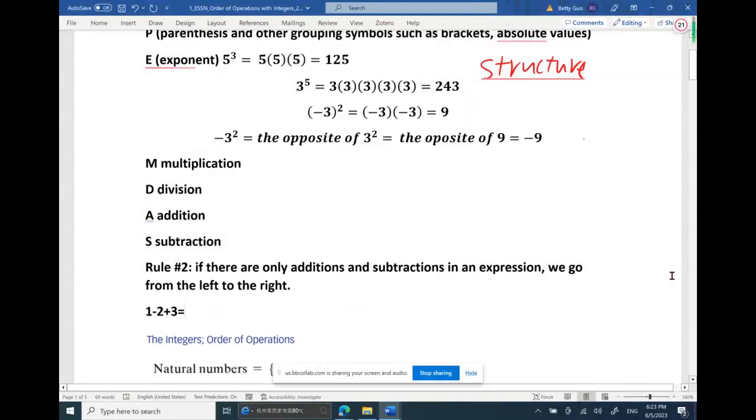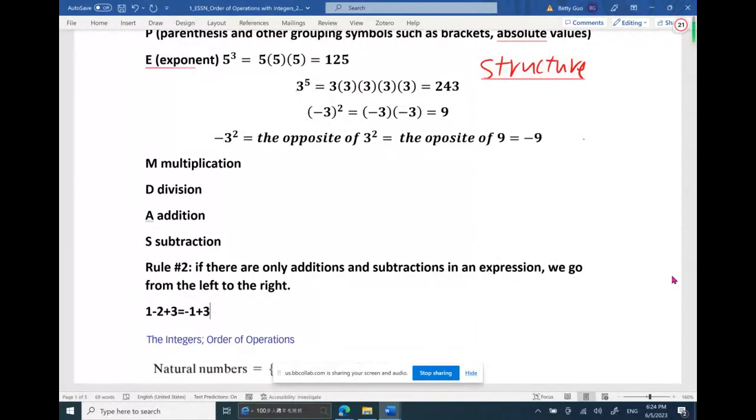Subtraction first. We should take care of the subtraction first. What is 1 minus 2? In a casino, you win $1 and then you lose $2. So what's the answer? Negative one. Okay. And then bring down +3.